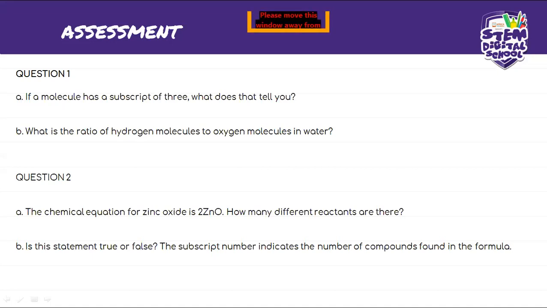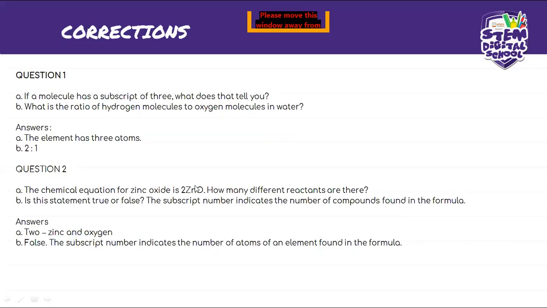Let's quickly go to our corrections. Some of you have got total here. It says, if a molecule has a subscript of 3, what does that tell you? The answer is that the element has 3 atoms. That is very good. Some of you did that. And what is the ratio of hydrogen molecules to oxygen molecules in water? The ratio is 2:1.